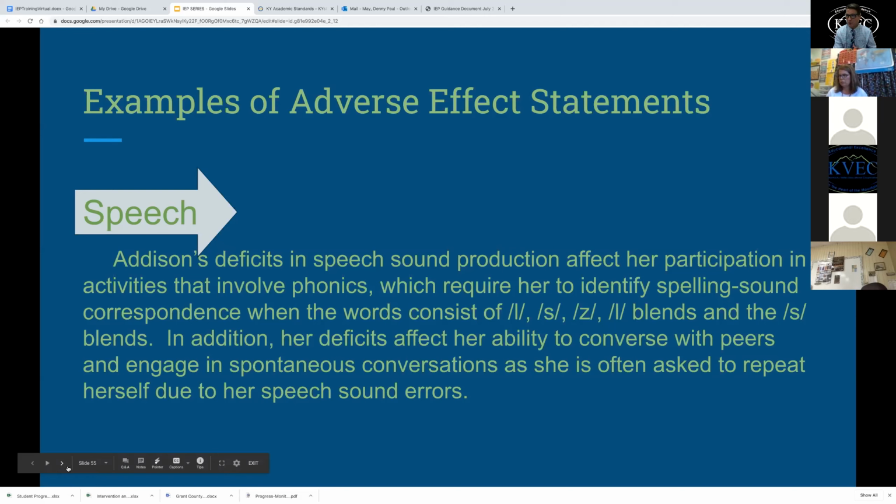Because if you look in the guidance document and you look in the law, one of the main things that we do in present level, besides baseline, is we determine what the adverse effect is and how that adverse effect is impacting their performance. Very, very key.